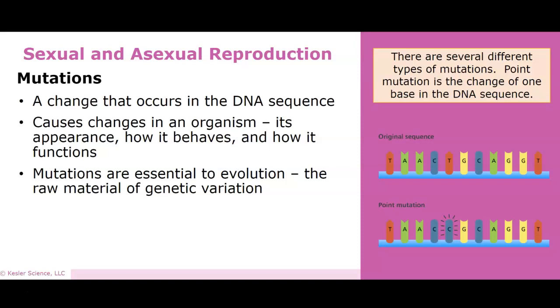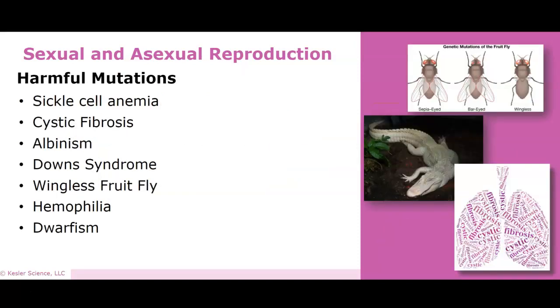There are mutations, which are changes that occur in the DNA sequence and cause changes in the organism. It could change how it looks, how it behaves, how it functions. These are really important for evolution because mutations can make an organism more likely to survive or less likely to survive in a specific environment.